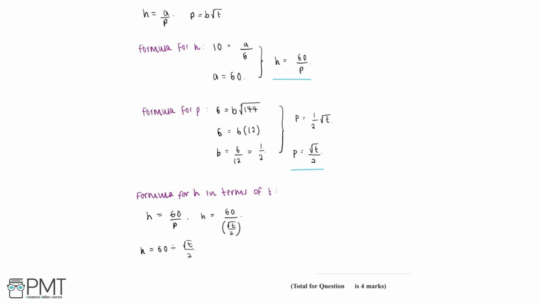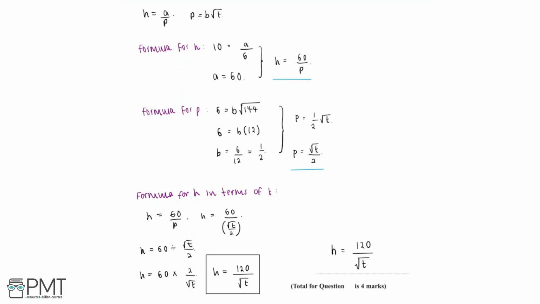When we divide by a fraction, we can flip the fraction and change the division sign into a multiplication sign. And so we can say that h is equal to 60 multiplied by 2 over root t. When we multiply this fraction, we'll find that h is equal to 120 over root t. And so we've now found a formula for h in terms of t. Our answer to this question is that h is equal to 120 over root t.